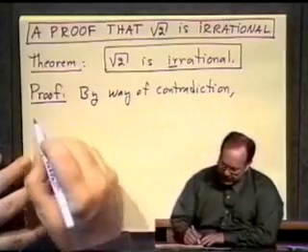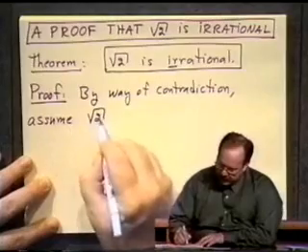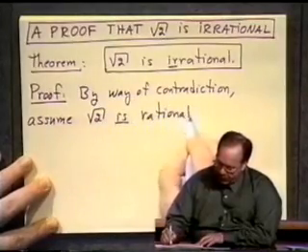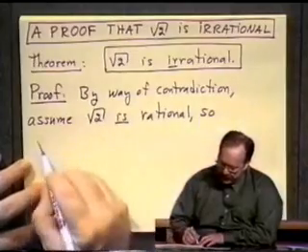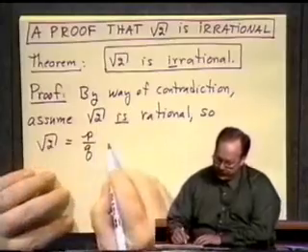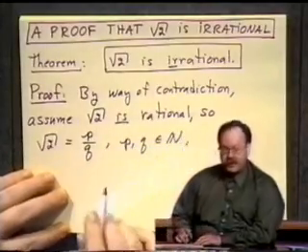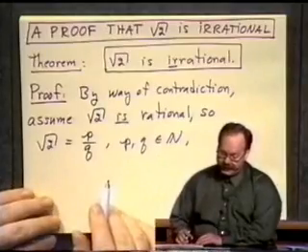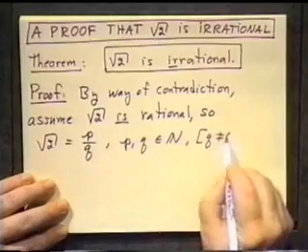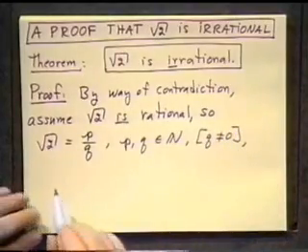So, by way of contradiction, let us assume that square root of 2 is rational. Well, what does that mean? That means that the square root of 2 is equal to p over q, where p and q are natural numbers. After all, we know the square root of 2 is positive. We don't have to worry about negatives. And, of course, it goes without saying, although I'll mention it in case anyone wonders, that q is not 0. Of course, 0 is not a natural number.